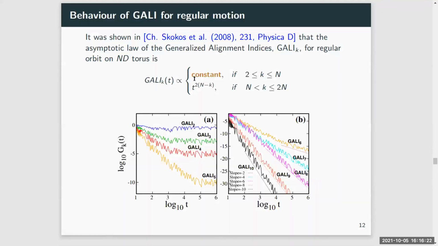Let's consider a particular case here, a regular orbit that lies on a 5-dimensional torus. In the figure, you can see the time evolution of the normalized GALI indices from 2 up to 10 for a regular orbit. So for regular orbits on a 5D torus, from GALI 2 to GALI 5 eventually oscillate around non-zero constant values, which decrease with increasing k from 2, 3 up to 5. While GALI k goes to 0 following the asymptotic law for k from 6 up to 10, which means k greater than n, where n = 5 is the degrees of freedom.